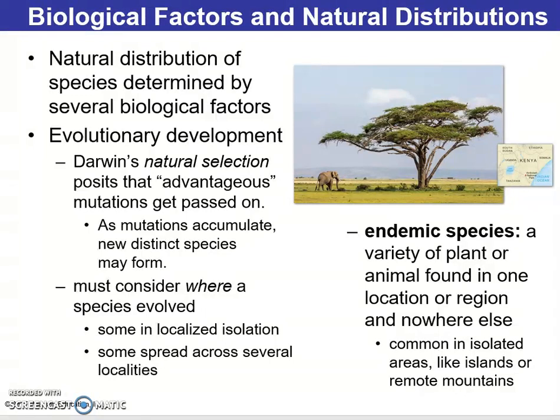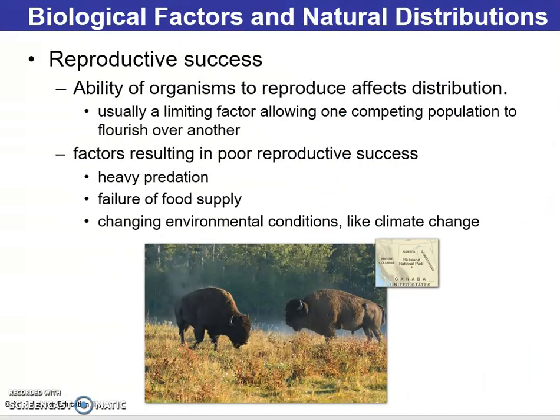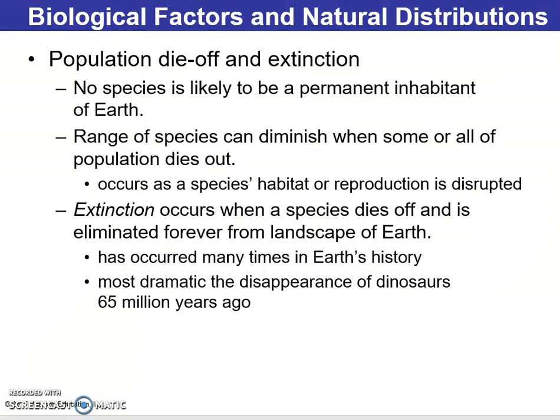Endemic species, a variety of plant or animal found in one location or another. So essentially it's a species within a location consuming the same type of food or matter that's in that area. Migration and dispersal is the general movement of that. Reproductive success has a lot to do with population surviving. So we have population die-off and extinction.